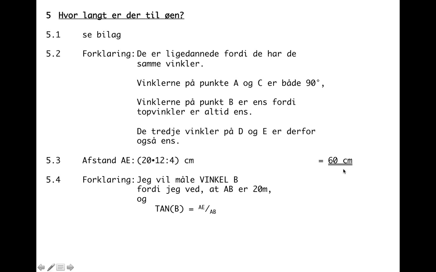Here are my marks, noting, of course, that question 3 should say meters and not centimeters. 4, 3, 4, 4. So for question 5.3, where I've made that mistake, I might just lose 1 mark out of the 4.